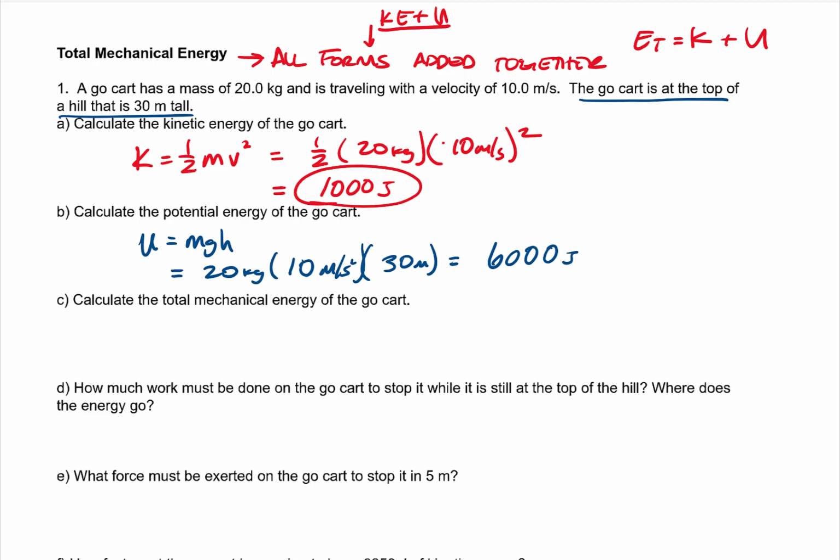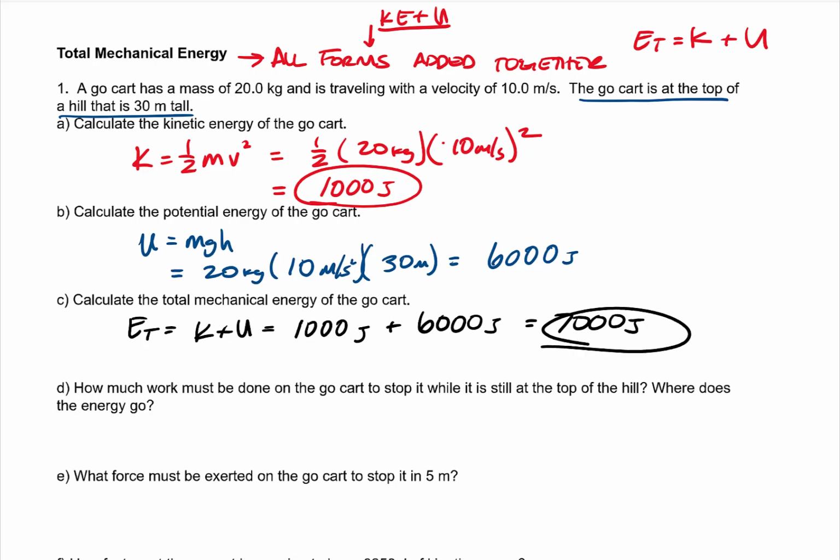And my total mechanical energy is kinetic plus potential energy, comes out to be 1,000 joules, the kinetic energy, plus the potential energy of 6,000 joules. 7,000 joules. That is the total mechanical energy. It's the combination of all the potential energy plus the kinetic energy.